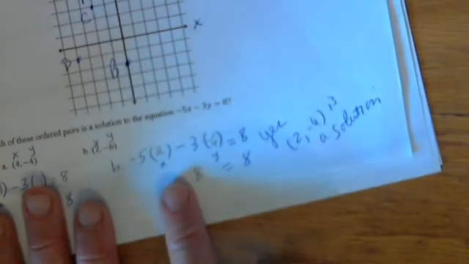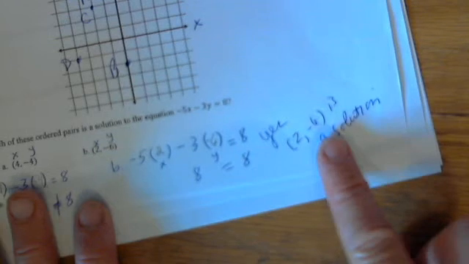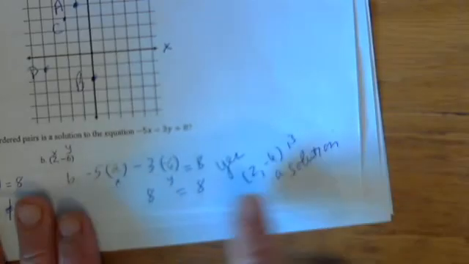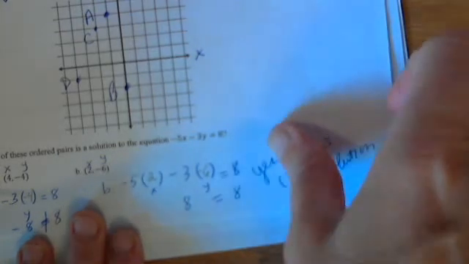But after you calculated your equation where you plugged in your x and y, you should have gotten 8 on the left side. And of course, the right side is 8. So since we've got a true statement here, then we say yes, (2, -6) is a solution to the equation -5x - 3y = 8. It does work to get a true statement.